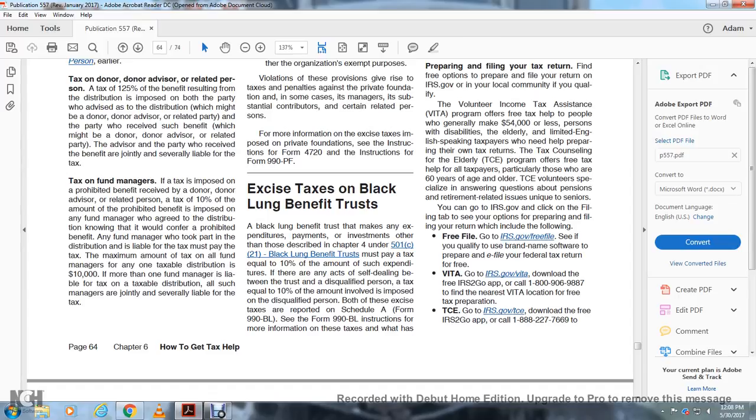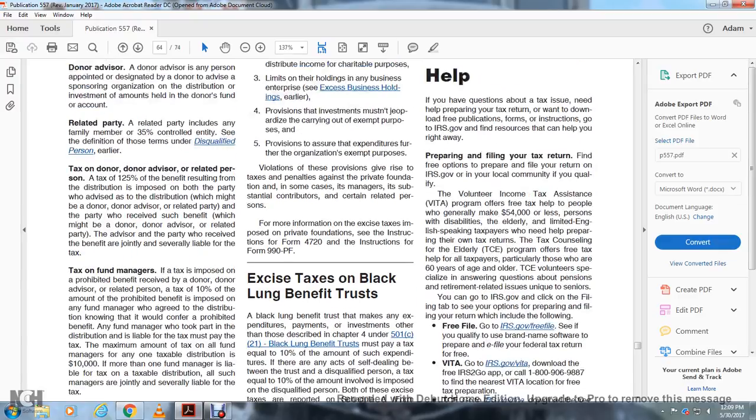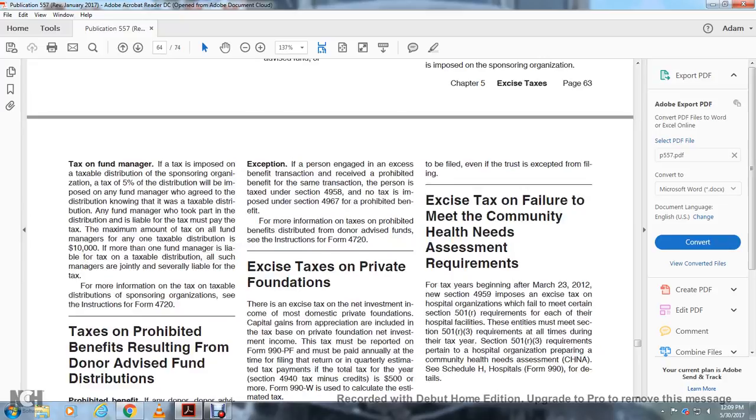Tax on fund managers. A tax is imposed on any fund manager who agreed to the distribution, knowing that it would confer a prohibited benefit. Any fund manager who took part in the distribution is liable for the tax. The maximum amount of the tax on all fund managers for any one taxable distribution is $10,000. If more than one fund manager is liable for the tax on a distribution, all such managers are jointly and severally liable for the tax.